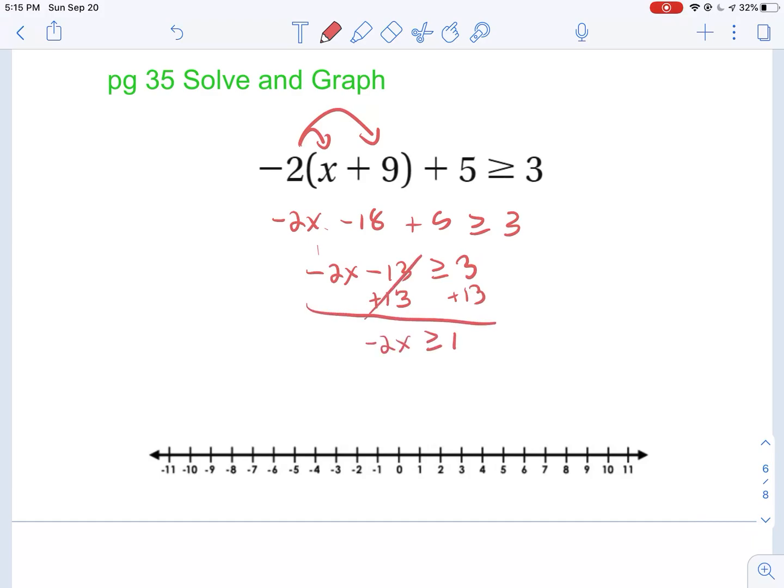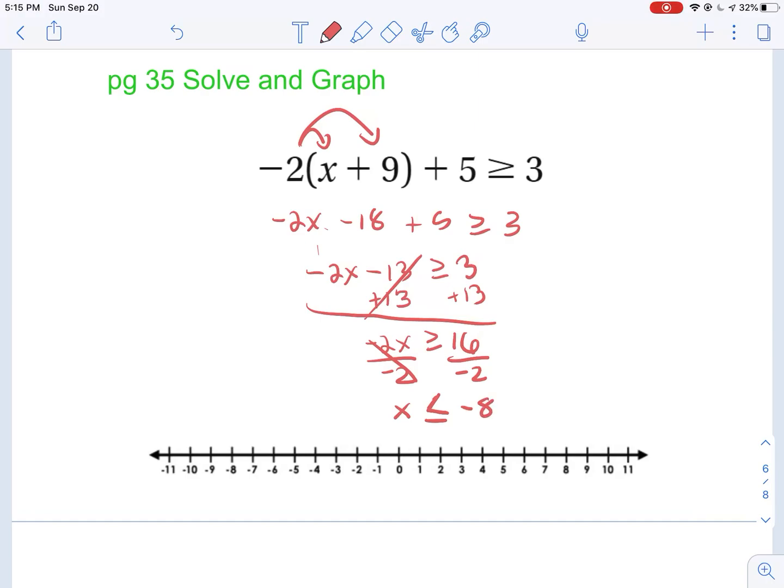But here's where I have to pause, okay? Do I have to multiply or divide by a negative number? And the answer here is yes, right? If I have times -2, I have to divide by -2, which means my inequality symbol is going to flip from greater than or equal to less than or equal to, and leaving everything else on the other side.